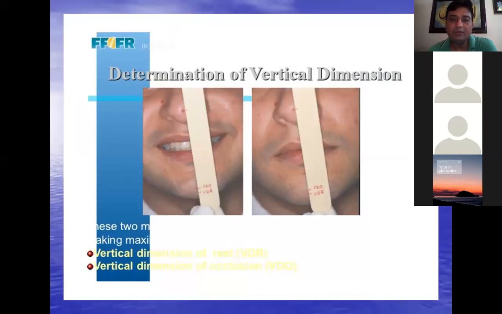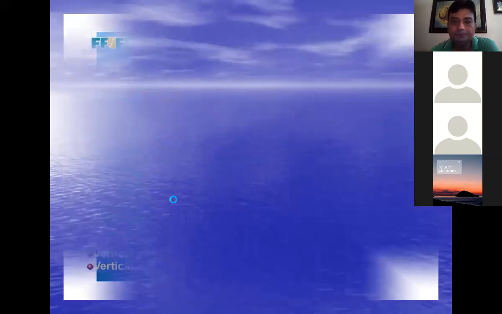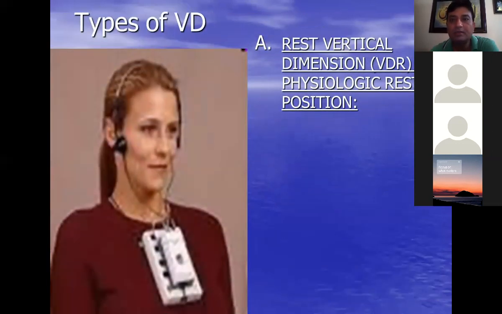So how will you determine the vertical dimension? As I told you, mark 2 points, one at your chin and the other at your nose tip or at the base of your nose. Ask your patient. This is the rest vertical dimension, one of the types of vertical.